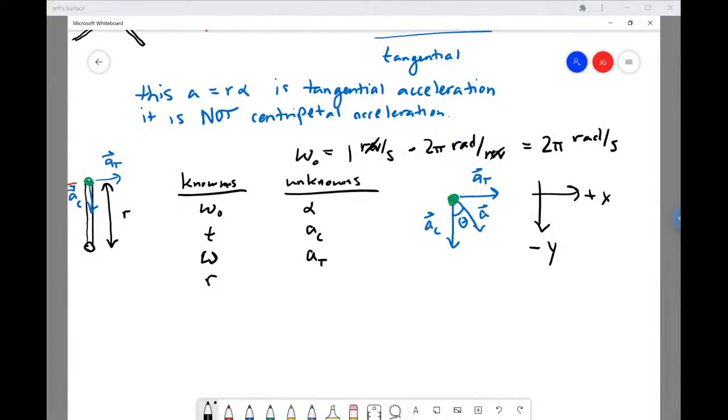All right. Well, this isn't too hard. Actually, it's slowing down. So actually, the problem says the centripetal acceleration that you want is the initial. Okay. And that's important. So that's the acceleration that's happening when omega is omega naught, the initial rotational velocity. All right, so let's think about this.